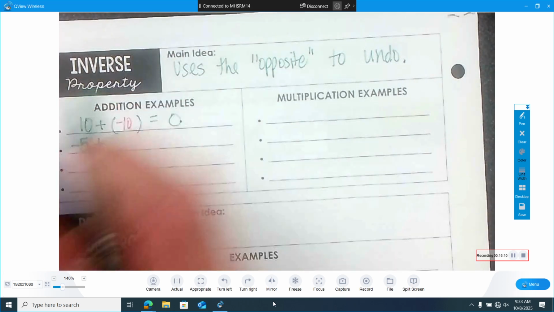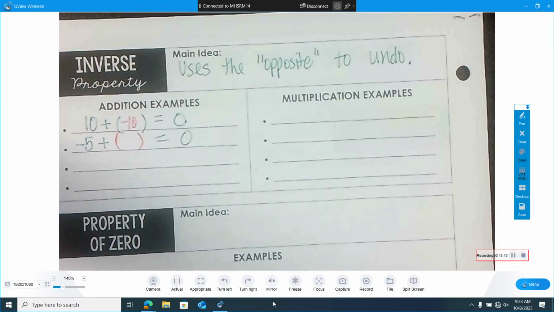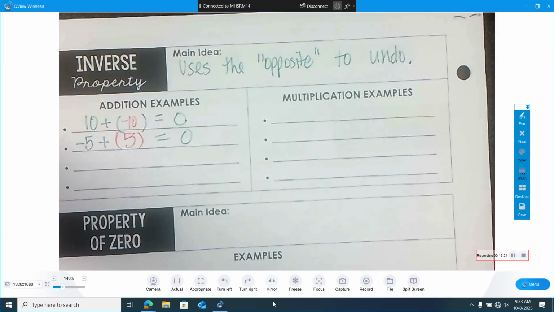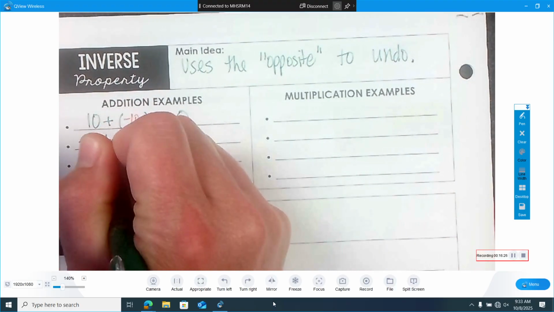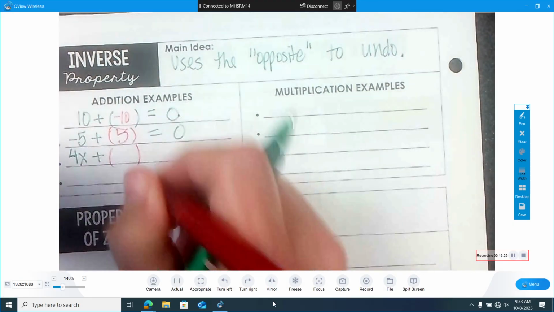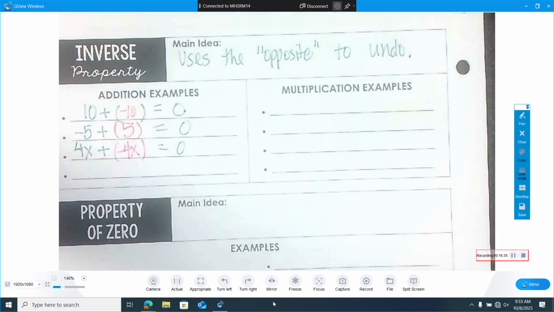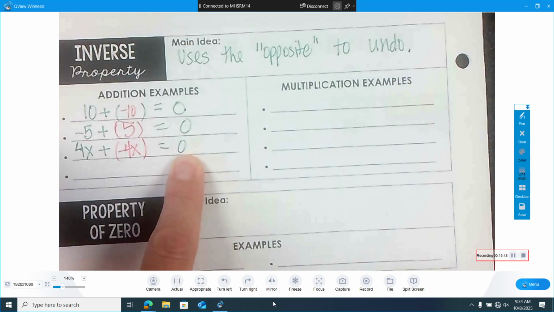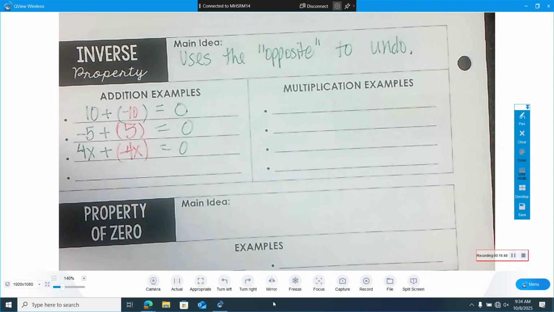If I have negative 5 plus some number, that is also going to equal 0. Negative 5 plus what? Yeah, negative 5 plus 5. Those are additive inverses. 4x plus what gives me 0? Negative 4x. Very good. Positive 4x, negative 4x. They are additive inverses, and they basically undo one another, so we have nothing left. Okay? Now for multiplication, slightly different.